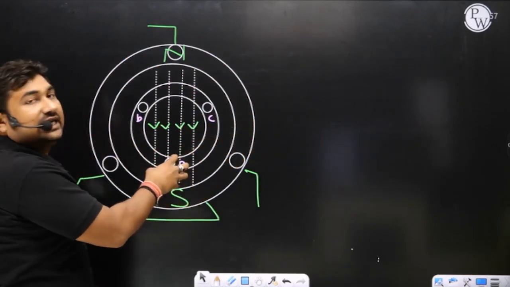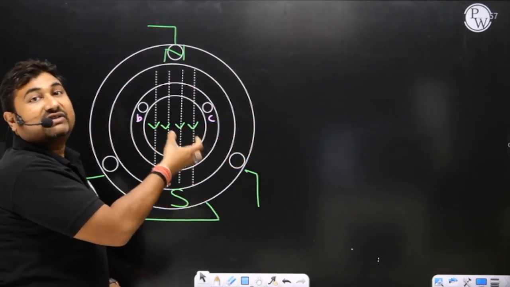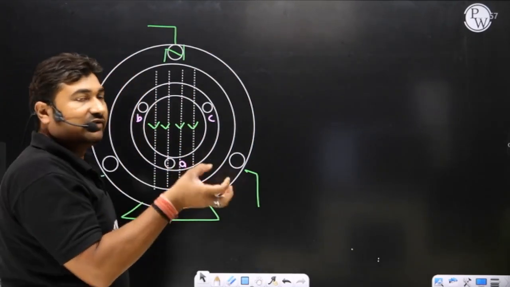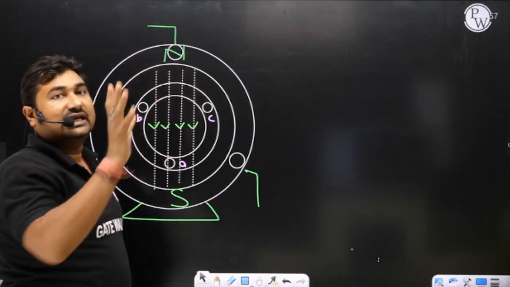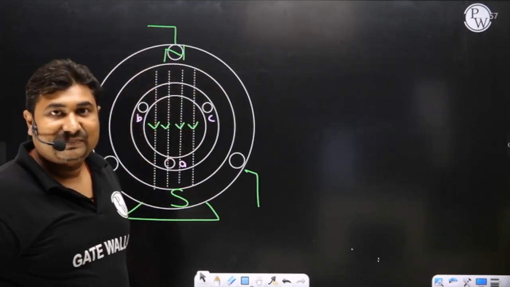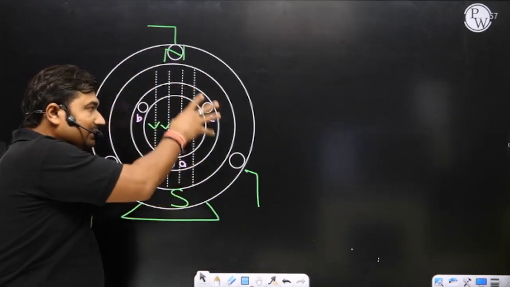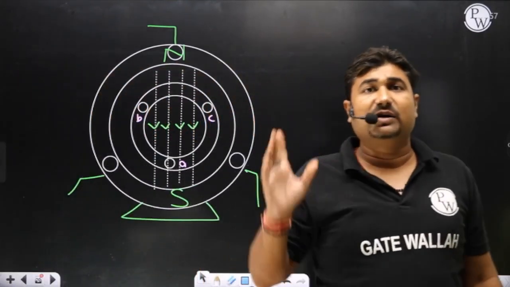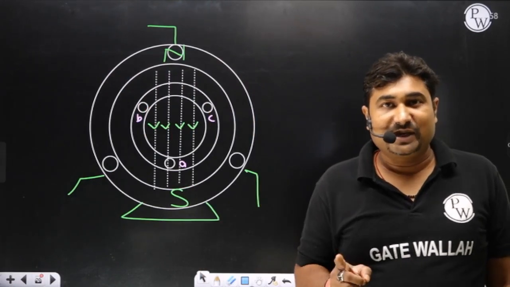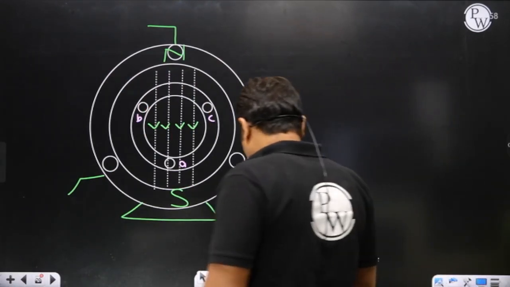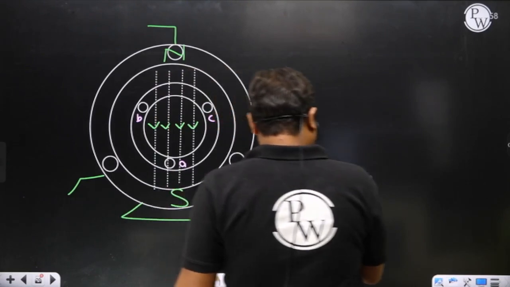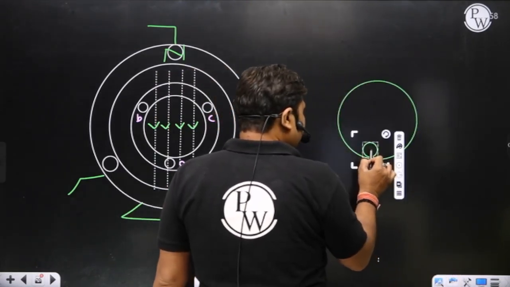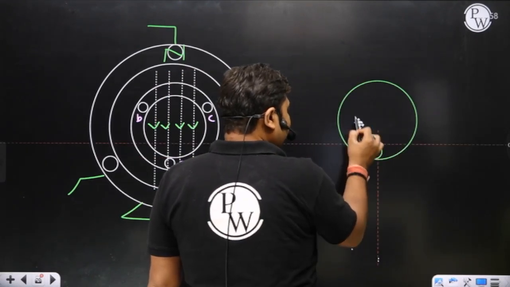So A phase current will become maximum, after 120 degrees in time rotor B phase current will be maximum, and after another 120 degrees rotor C phase current will be maximum. So it indicates there will be a rotating magnetic field produced by the rotor winding also, since the rotor winding is also 3-phase.